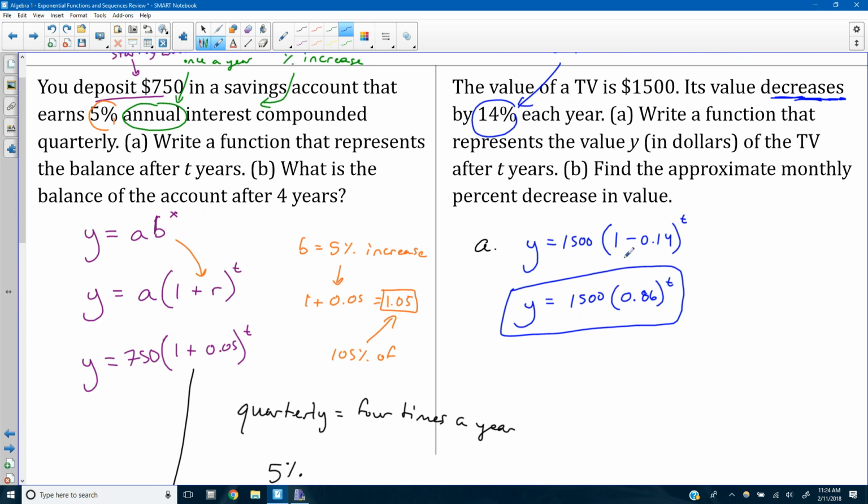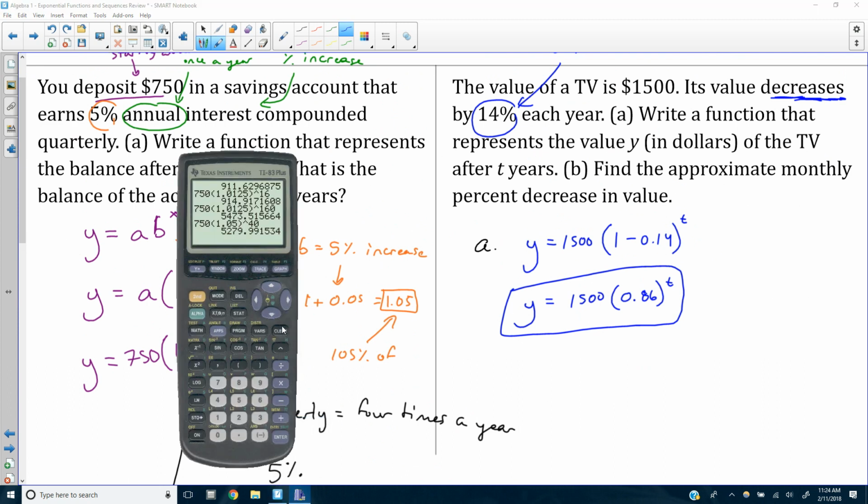next value is. To kind of show you that, let me actually calculate it. Let's do 86% of 1,500 by doing 0.86. And that number is 1290. Now 1,500 minus 1290 is 210. So $210 off the TV after 1 year.